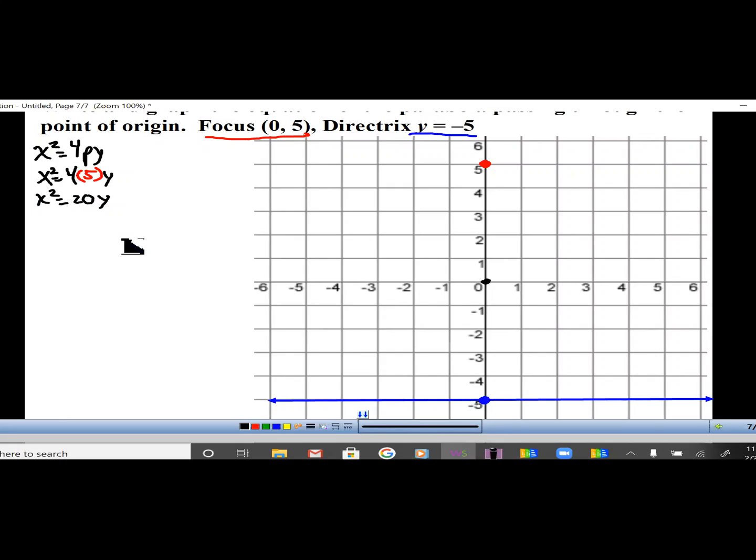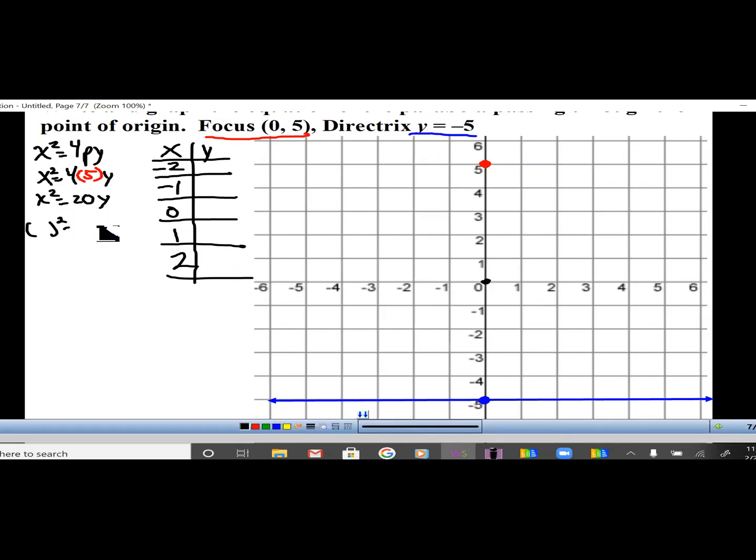All right, let's graph. We need a table. X, y. Values for x are -2, -1, 0, 1, 2. So let me show you the process for this again. Parentheses squared equals 20y. My first value is -2. -2 squared is 4 equals 20y. To solve for y, divide by 20.